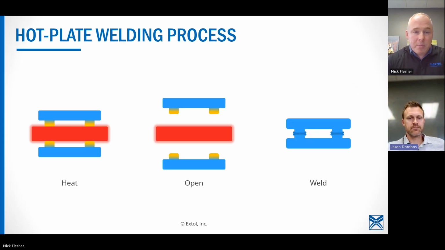Hot plate welding process, similar to infrared: two components are brought together in contact with a heated surface. The parts get off of the heated surface, the heat plate gets out of the way, and then again, under controlled pressure, we press the parts together.